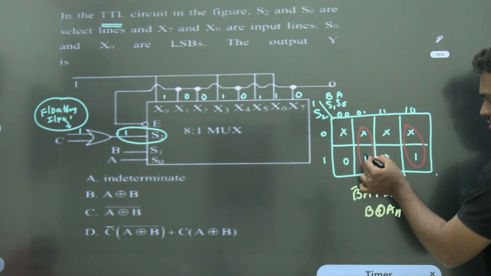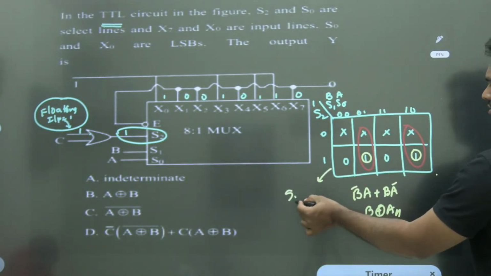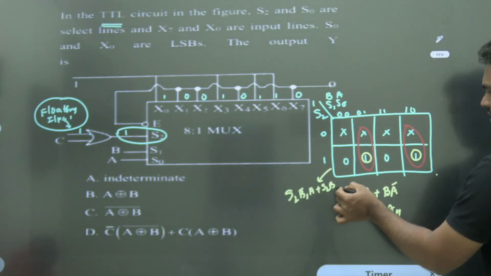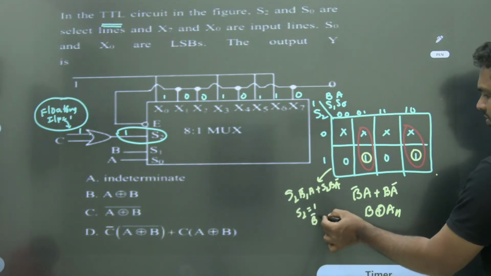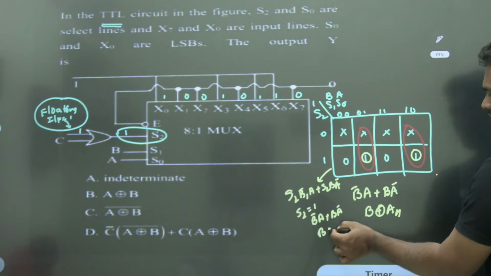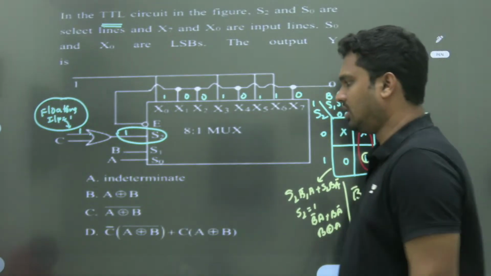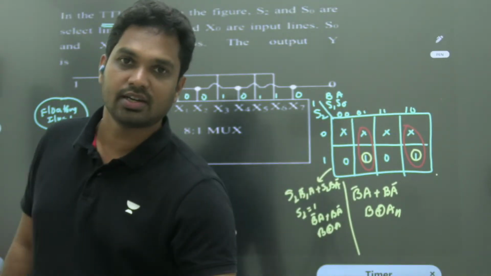If not, you just take only this, no problem. In that case you get S2 B bar A plus S2 B A bar. But S2 equal to 1 now, so that will give you B bar A plus B A bar. B XOR A. Got my point? A XOR B. Okay, let's move further.